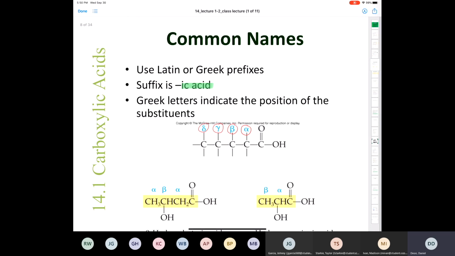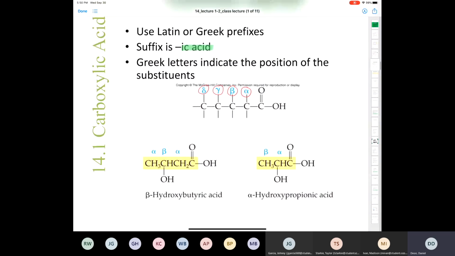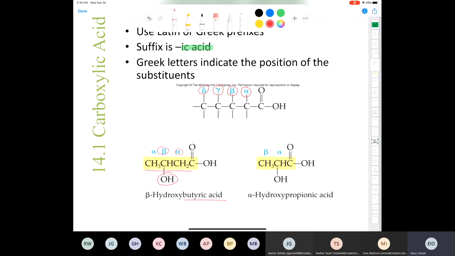And so let's look at these examples here. We have a 4-carbon carboxylic acid, we want to give it a common name, so it would be butyric acid. And then we have the hydroxyl here, and so that would be alpha, and then it's on beta, so it's beta hydroxybutyric acid. Here we have a 3-carbon carboxylic acid, or that's the longest carbon chain, so it's propionic acid. And we have the hydroxyl group here, and so it's alpha hydroxypropionic acid.